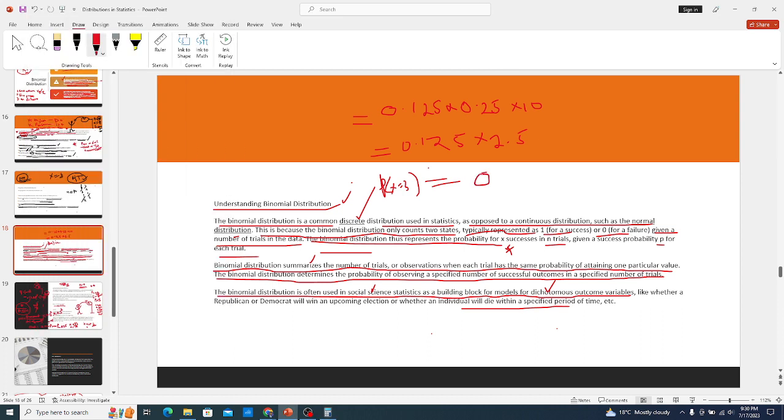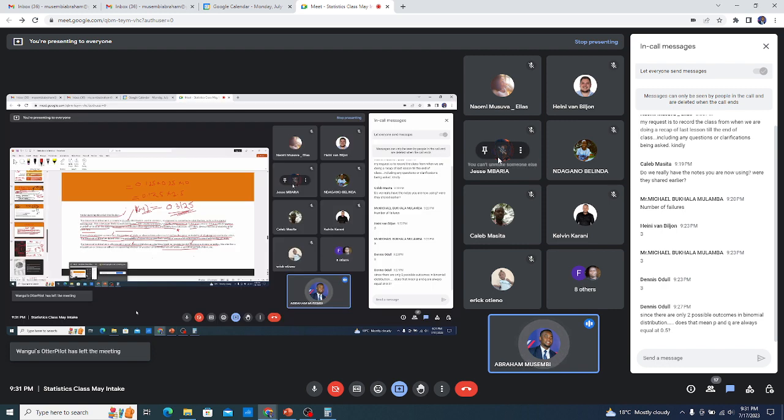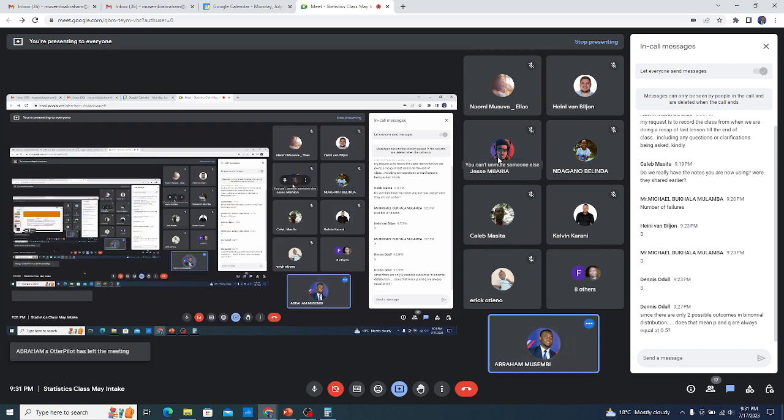So we have 0.3125 as the probability that we will have three successful outcomes. Are we together up to that point? Are we together? Okay, I can see Dennis.